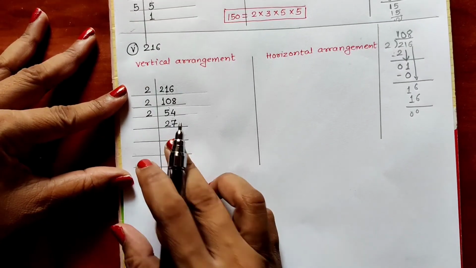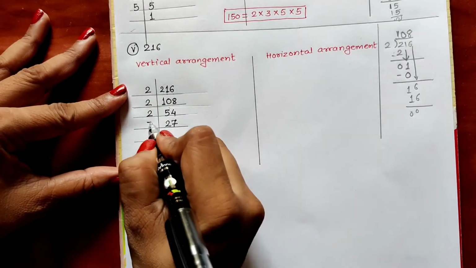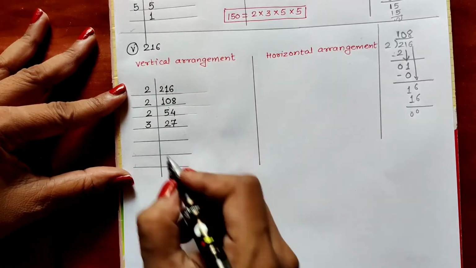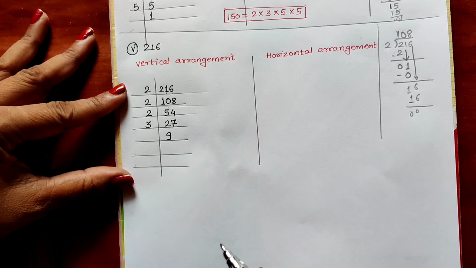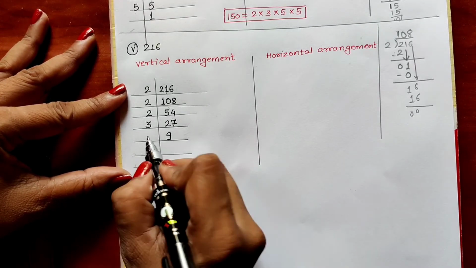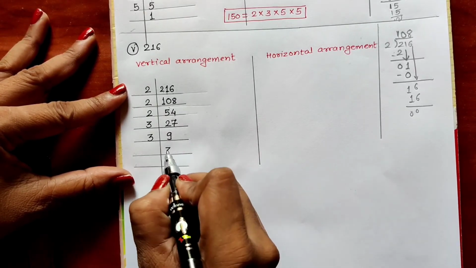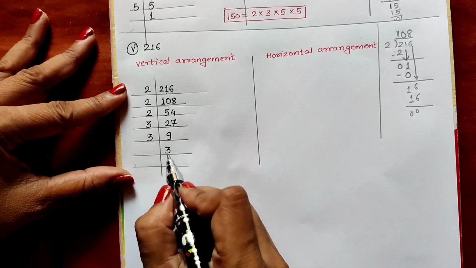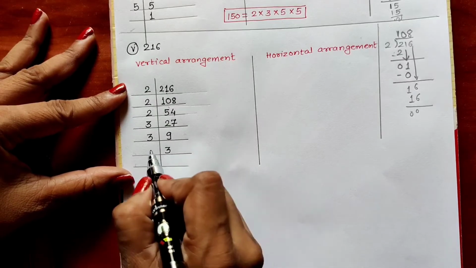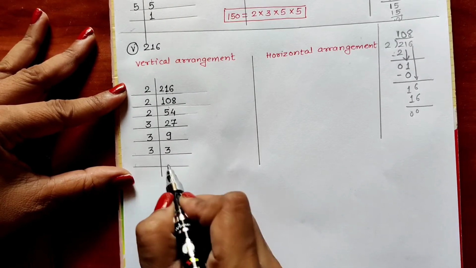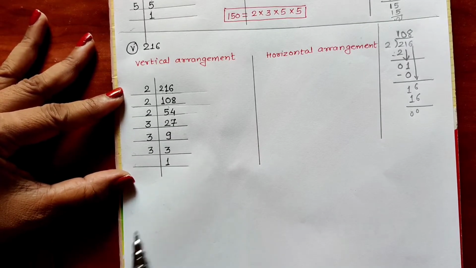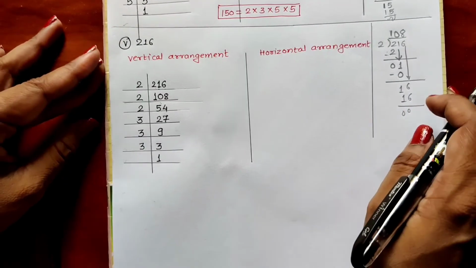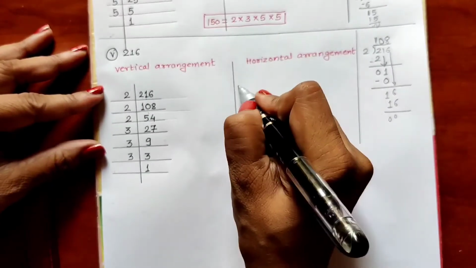Let us check it. Is it there in the table of 3? Yes, it is there in the table of 3. It is divisible by 3. 3 9s are 27. We all know that. Now 9 is divisible by 3 again. 3 3s are 9. 3 is a prime number which is not divisible by any other number than itself. So 3 is divisible by 3. 3 1s are 3. So in this way, in the end, we have got 1. Same we will do for the horizontal arrangement.